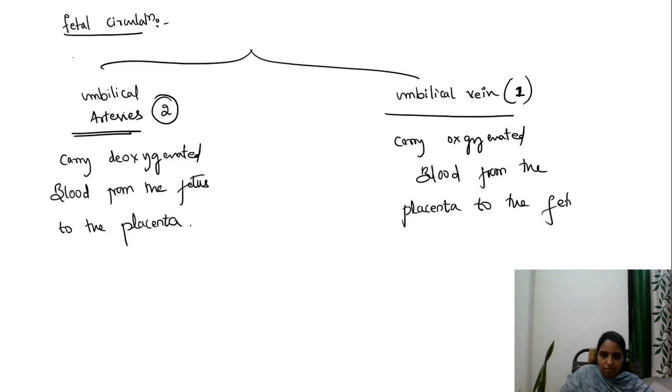In this slide, there are some multiple choice questions. How many umbilical arteries are present? Two. How many umbilical veins are present? One. Which carries the oxygenated blood and which carries the deoxygenated blood? And from where to where: from placenta to fetus, or from fetus to placenta. Now, for fetal circulation, the basic requirement you should know is the umbilical arteries and umbilical vein.